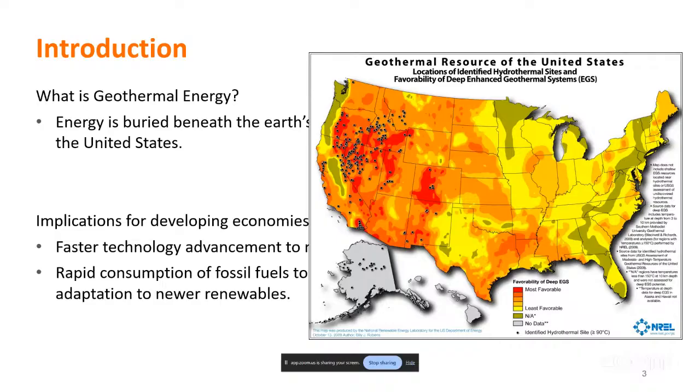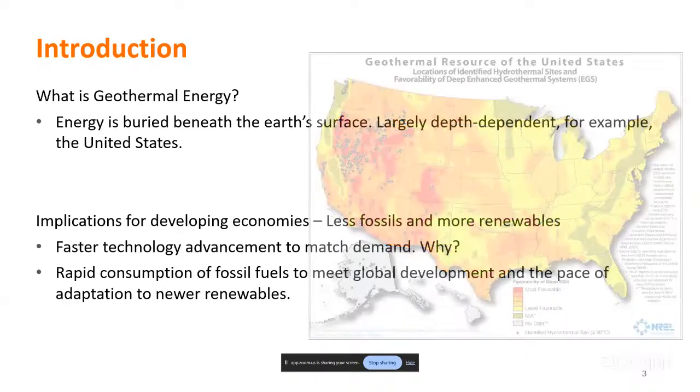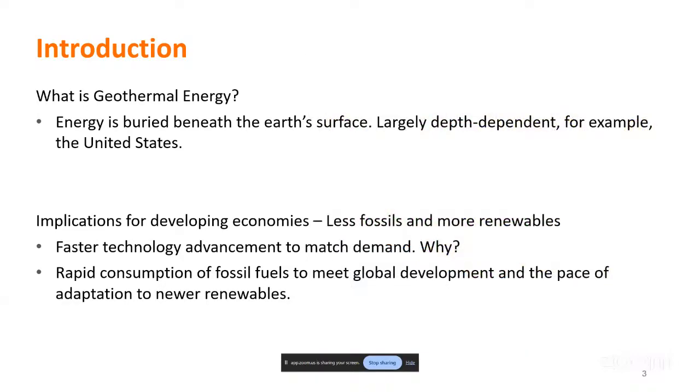So beneath the Earth's surface, we have heat energy, and this heat energy can be converted to various forms of energy. It can be used to generate electricity. It can be used for space heating, industrial processes, and the advantage of this is that you have a very low carbon footprint. The implication is that you have a more diversified energy portfolio and more renewables in the amount of energy that you are using.